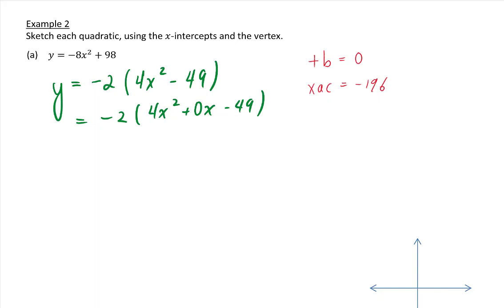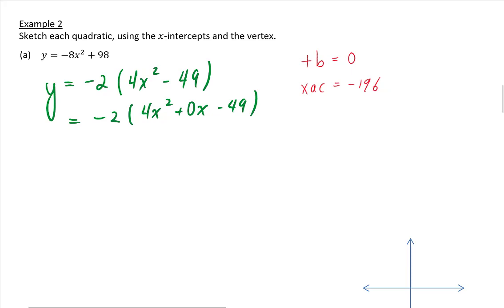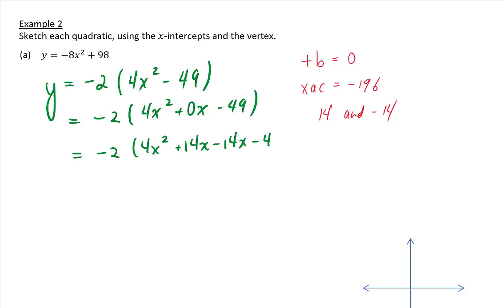So since they have to add up to 0, we need a positive and negative number that are of equal magnitude. A quick way to figure this out is to take the square root of 196, which gives us 14. So the two numbers that will work are positive 14 and negative 14. They add up to 0 and multiply to negative 196. So let's continue. We have negative 2, 4x squared, plus 14x, minus 14x, minus 49. We split up the 0x into positive and negative 14x.